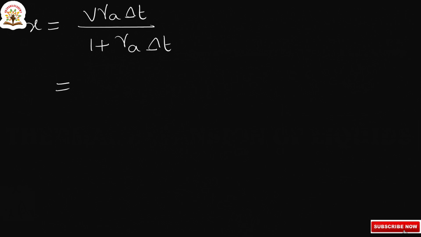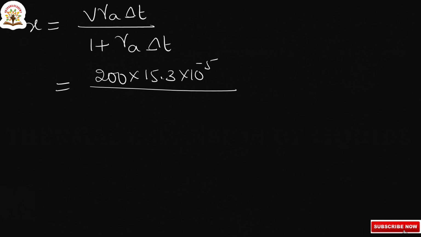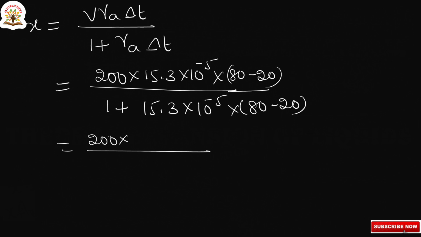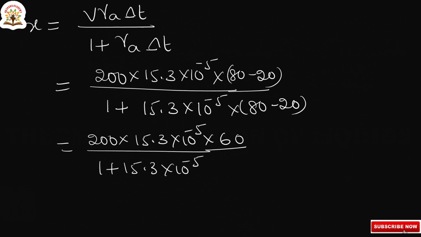Now substituting the values, V is 200, gamma A is 15.3 × 10⁻⁵, and ΔT is 80 minus 20, which is 60, divided by 1 plus 15.3 × 10⁻⁵ into 60.